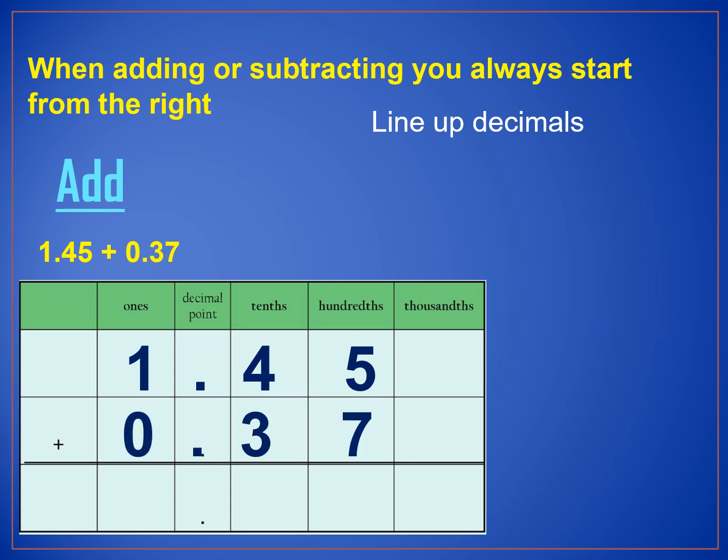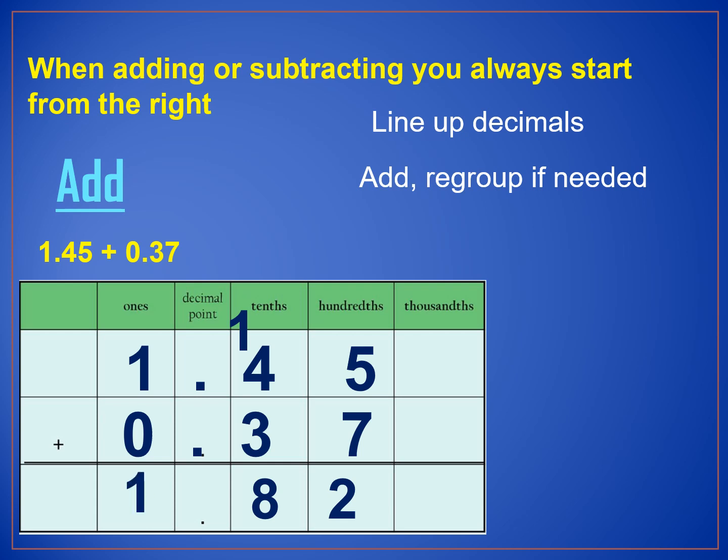After that, I'll add easily. 5 plus 7 is going to be 12. Just put 2 down and carry up 1. Then 1 plus 4 is going to be 5. Then 5 plus 3 is going to be 8. Then 1 plus 0 is going to be 1. And at the end, don't forget to put the decimal point at the same place down. So the answer of adding 1.45 and 0.37 will be 1.82.